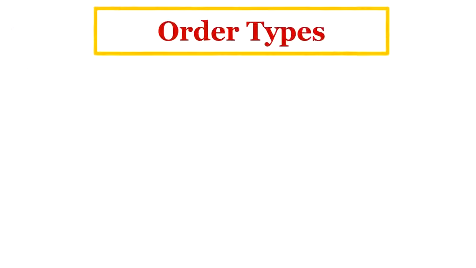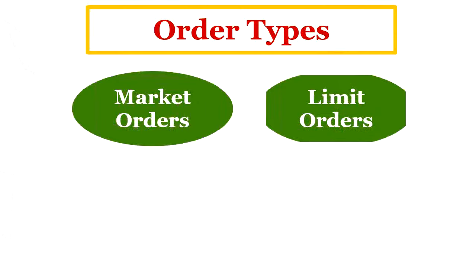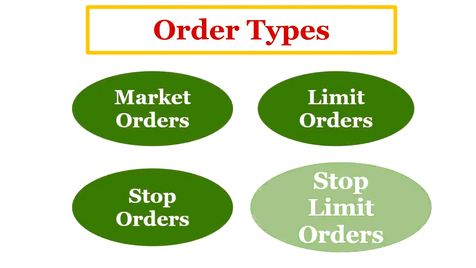Order types. Stock market order types determine when you want to order and at what price. We look at the four major order types in this video: the market orders, limit orders, stop orders, and stop limit orders. We'll examine these four order types and when best to use them.